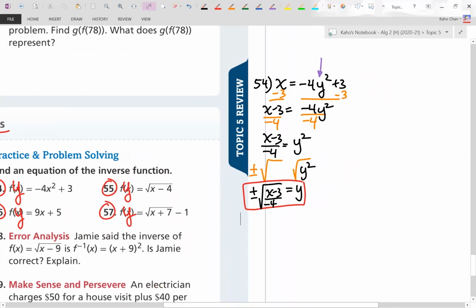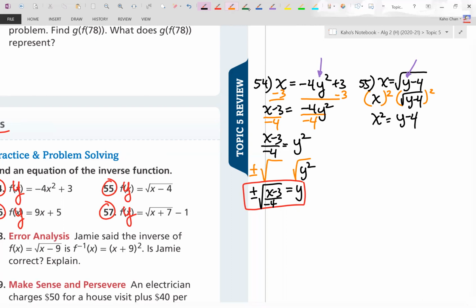Yay. Let's do 55. Oops. Swap x and y. Let's do that. x equals the square root of y minus 4. Yay. We need to solve for y. That's buried inside the radical. It's also covering the -4, so I can't get rid of that -4 until I square both sides. Very nice. Square root and square go away on the right. And add 4 to both sides.